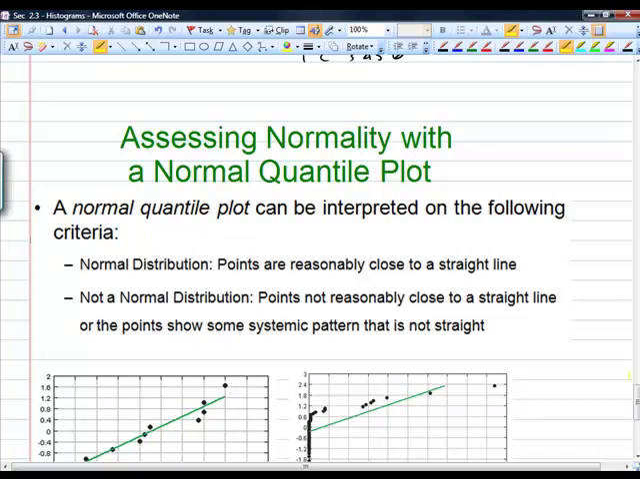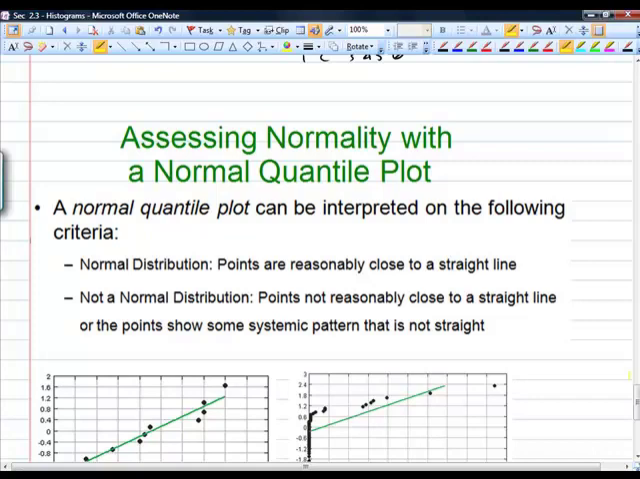depending on what software you're using. And it's how we assess whether or not a data distribution is normally distributed. Normal becomes very important when we start running some statistical analysis later on this semester. We need to know that our data come from a normal distribution.